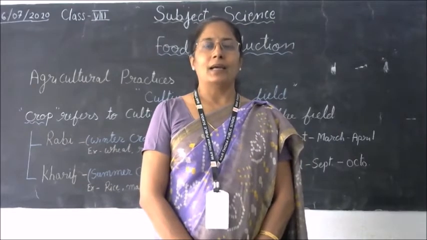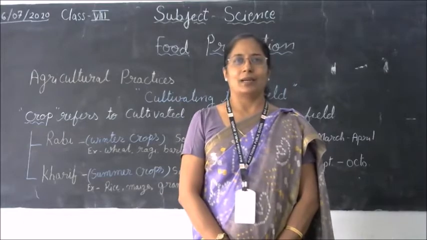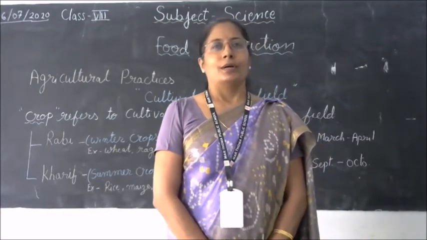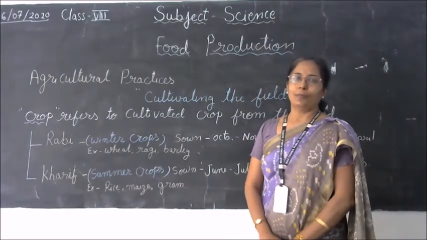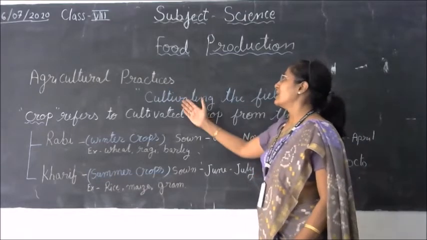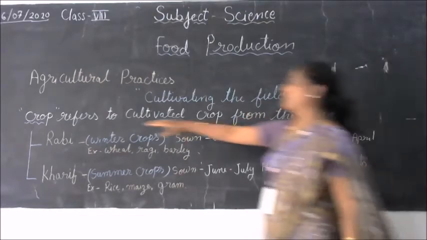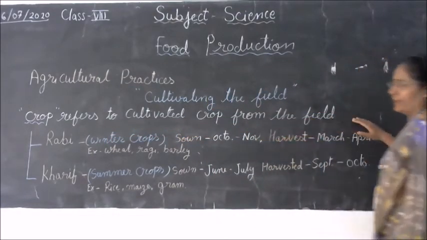He started cultivating crops near the water bodies and settled down. Slowly, crop production became more organized and led to the development of agriculture. Agriculture means cultivating the crops. It's a Latin word. And crop refers to cultivated plants from the field.